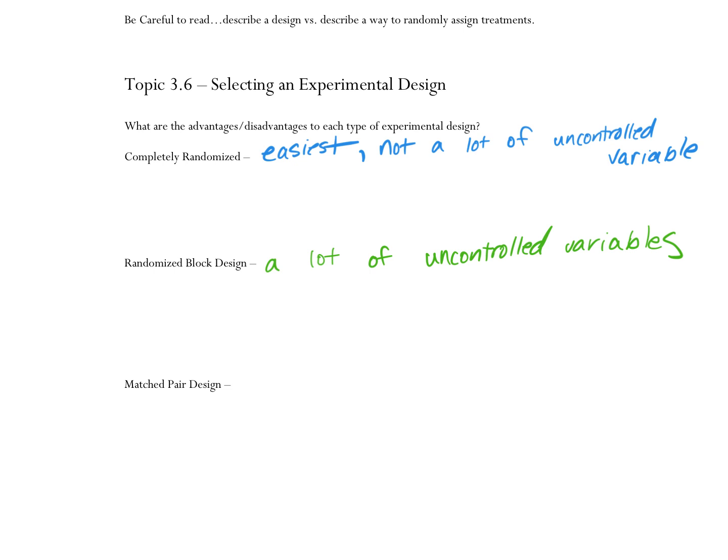And you block by those uncontrolled variables to make sure that the treatment groups all have the same amount of them. Okay. Matched pairs design is really good to do when possible, but it's definitely not always possible. It's great if you can do it.